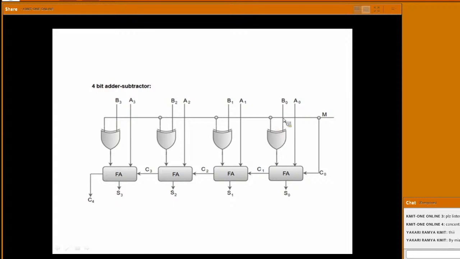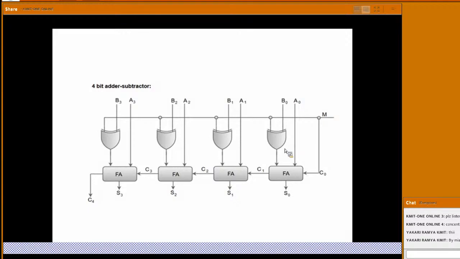Now, what is the second input of the XOR gate? Here, we are taking a common input as the second input to all the XOR gates, which is M. Now your XOR gate is given 2 input values: one is the bits of the register B and the second is the common input M. So now your full adder has 2 inputs: one is A and the second is the output of your XOR gate.